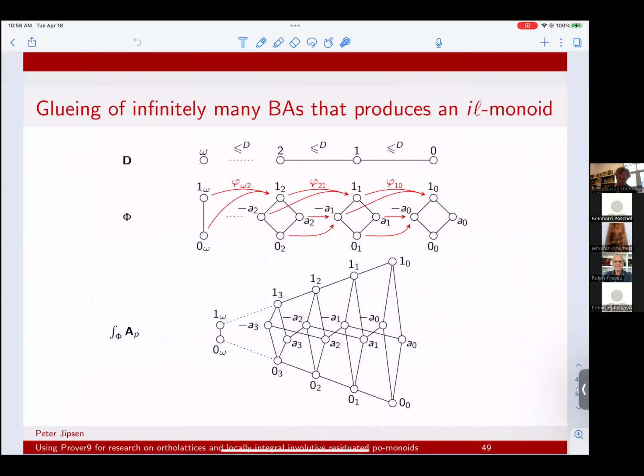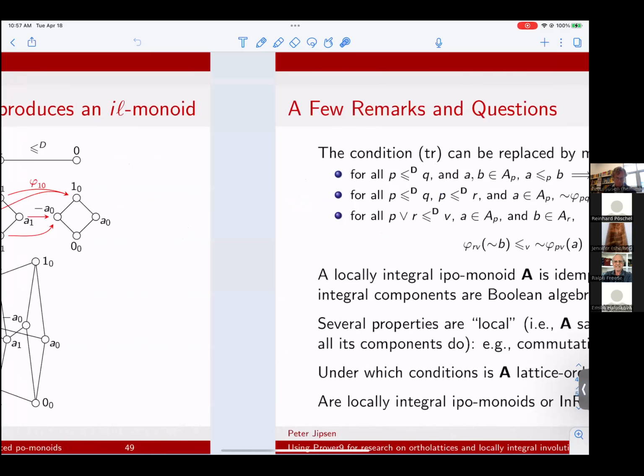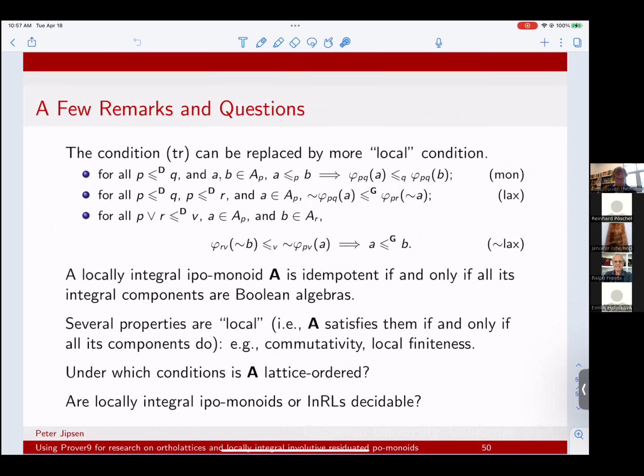And here's another example of how you can do this with an infinite chain as a semi-lattice index set, and countably many 4-element algebras patched together. And yeah, there are some open problems here still. One of the conditions wasn't very local, but it can be replaced by these three.